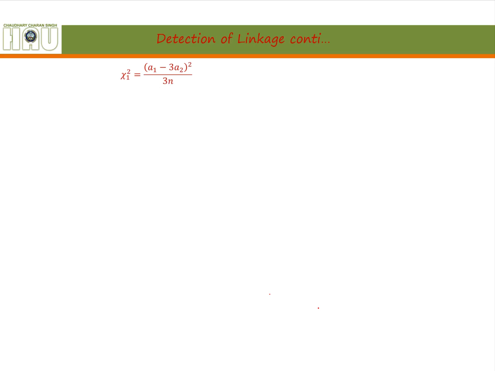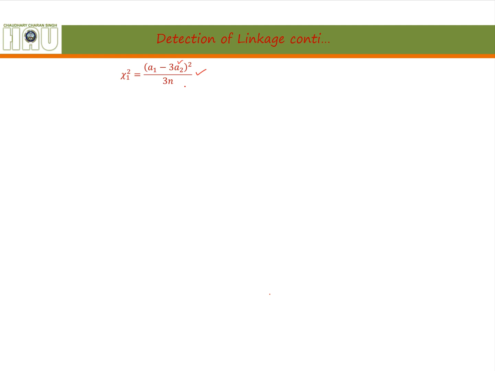So in the last slide, we developed a formula of chi-square with 1 degree of freedom in case of testing two phenotypic classes, and we tested the ratio 3 is to 1, whether the observed data is in agreement with this ratio or not. We developed this formula, where A1 is the observed number of the first class and A2 is the observed number of the second phenotypic class. Then we can calculate the chi-square with this formula.